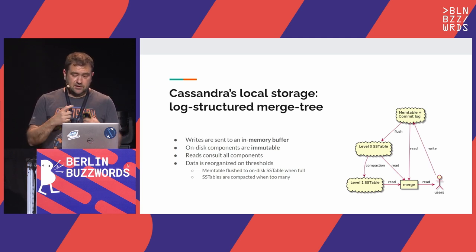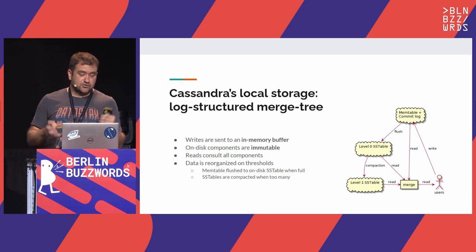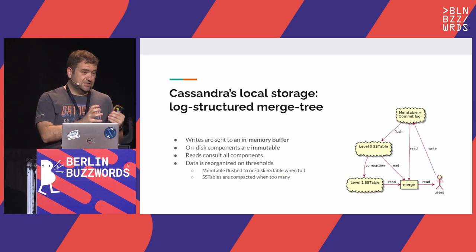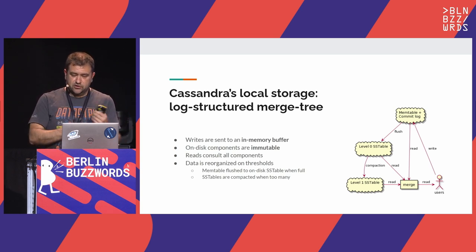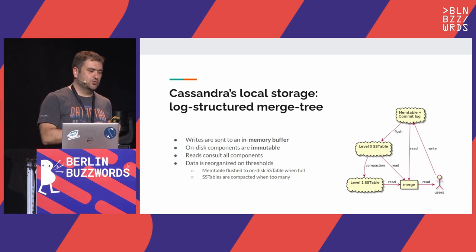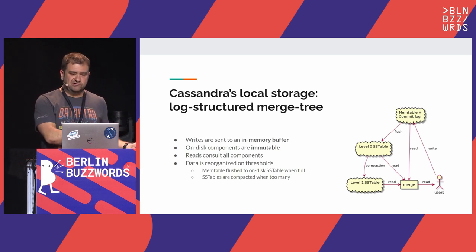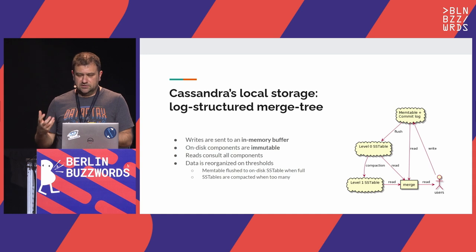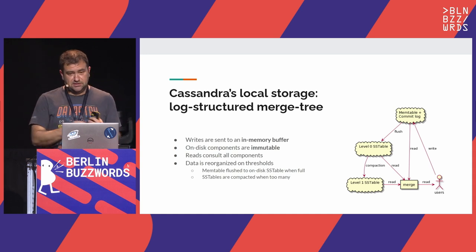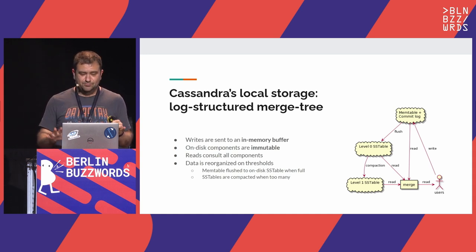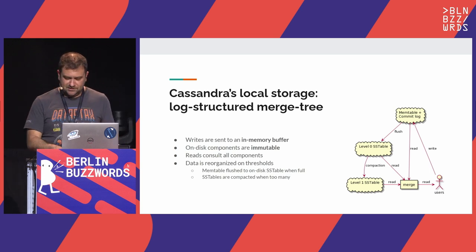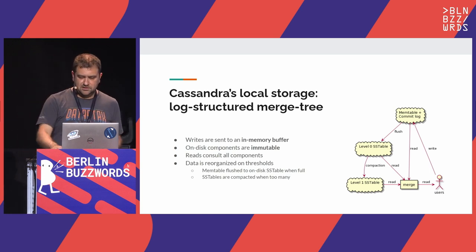This buffer serves recently written data, and from time to time it fills up, and then it is flushed to disk. And on disk, it's an immutable SSTable. From time to time, we reorganize these SSTables, which means taking a lot of SSTables and compacting them into one single one, which is again immutable. So the on-disk components are all immutable, and the thing that initially accepts all the data is in memory. So we never have a mutable on-disk structure that we need to maintain in Cassandra.